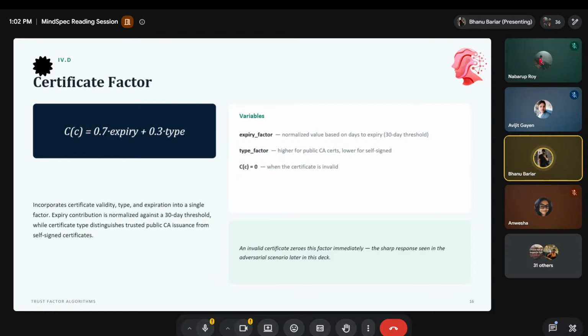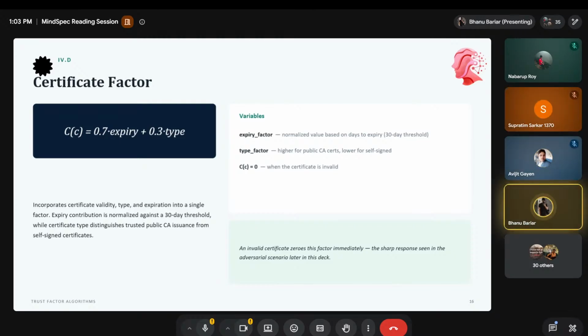Another important feature is certificate expiration. A certificate approaching expiration gradually loses trust. Most importantly, if the certificate becomes invalid, this factor immediately becomes zero. This represents a very strict security policy. Even if the device behaved normally yesterday, an invalid certificate immediately reduces its trust. Later, when we examine the adversarial scenarios, we'll observe that certificate revocation contributes significantly to the sudden trust decline after compromise.